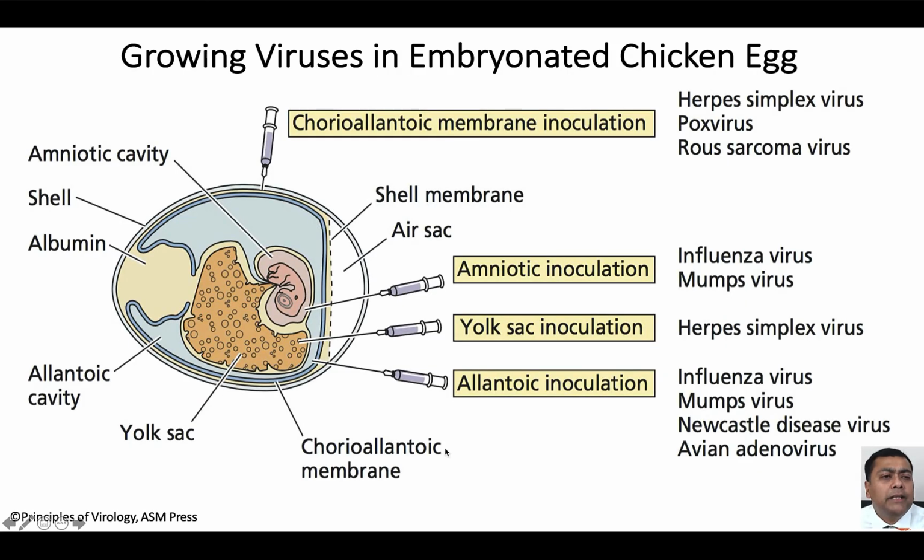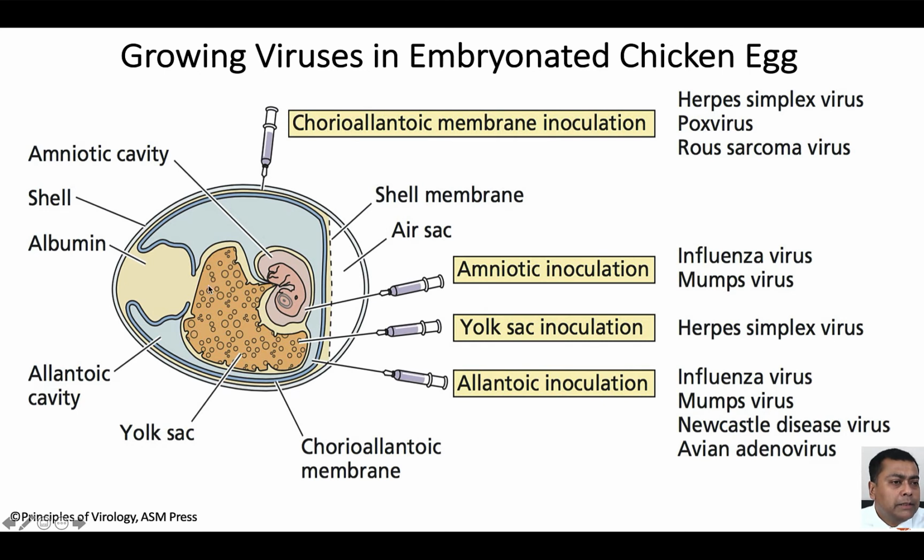Now, along with that, there are several different areas of a chicken egg that are highly used for vaccine production as well. You can see the chorioallantoic membrane, amniotic area, yolk sac, and allantoic inoculation. Different viruses grow in different areas. You do not have to remember which areas of the egg different viruses grow in. Just take one example: the influenza virus grows in the amniotic fluid, the amniotic cavity right here around the embryo.